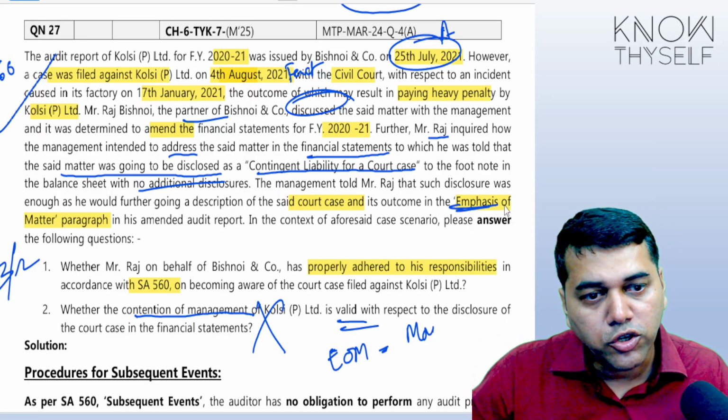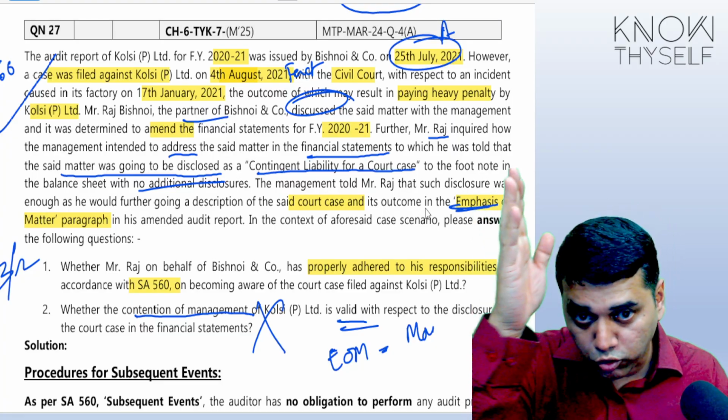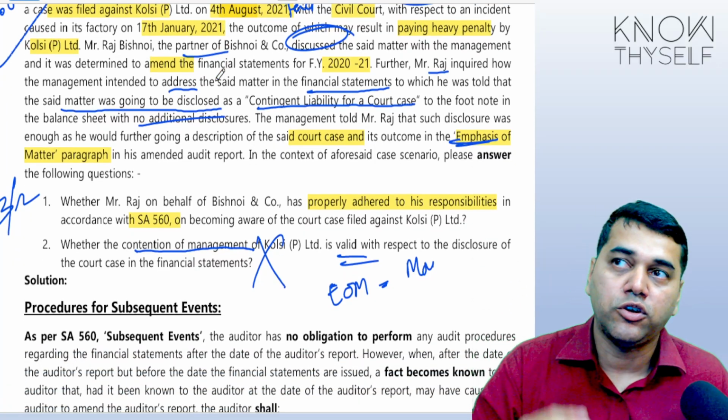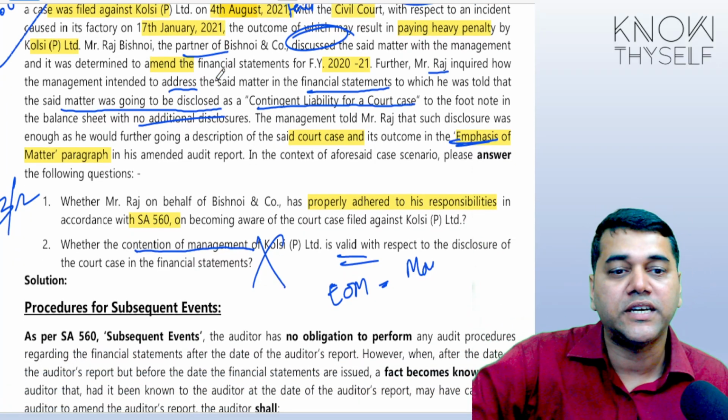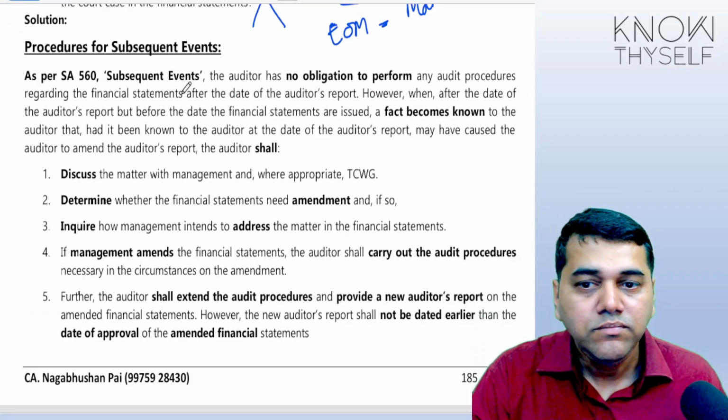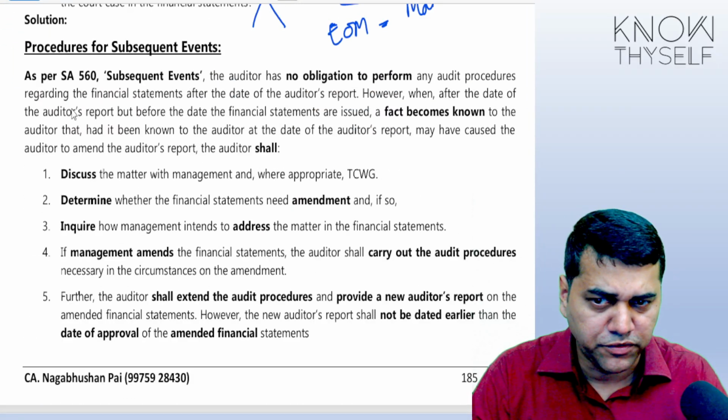Just because I am going to write in the emphasis, you cannot escape. You have to give proper disclosure. Then you have to tell what is an emphasis of matter. You have to tell it is something which is properly presented and disclosed. Now, that way you can answer. So that's why I feel this should be 3 marks.